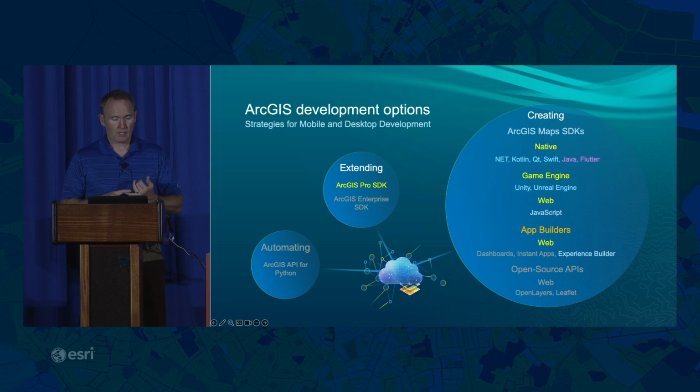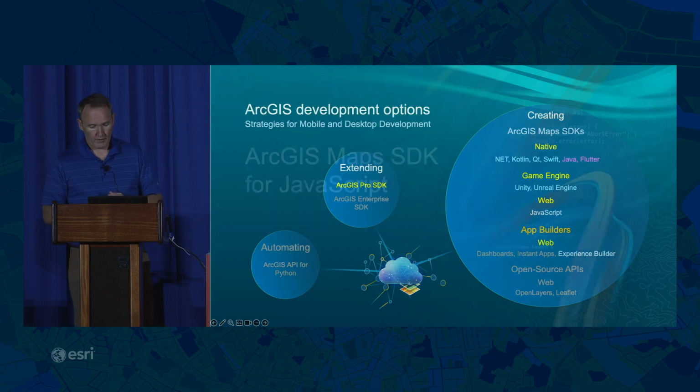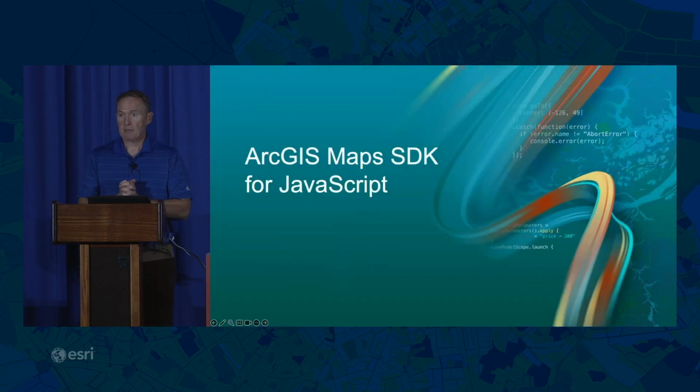So what we're going to focus on today, we can't touch all of these. We're going to talk about ArcGIS Pro SDK. We're going to talk about native app development, game engine development, web with JavaScript, and web with Experience Builder. With that, I'll jump into the ArcGIS Maps SDK for JavaScript.